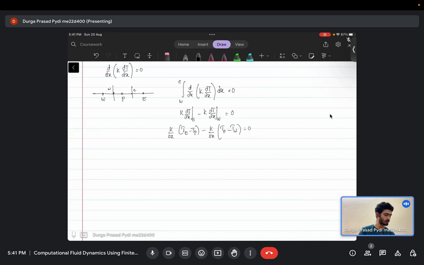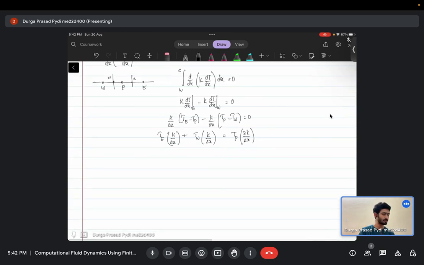Now if I group the terms together, the coefficient for T east is k over delta x, for the west we have a coefficient of k over delta x, and for TP we have a coefficient of 2k over delta x. So this is for the interior cells.